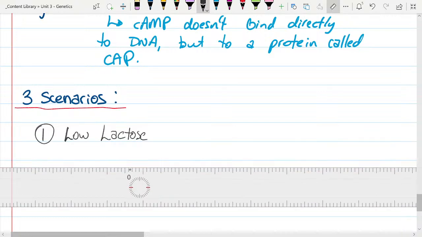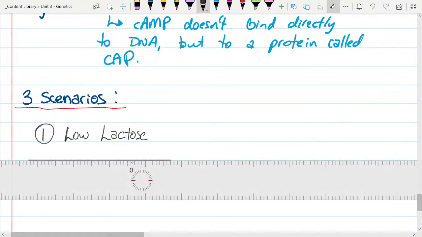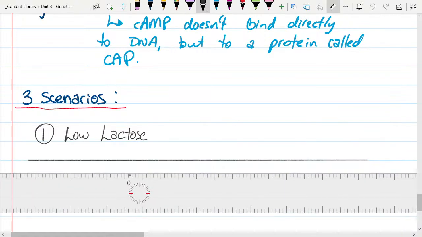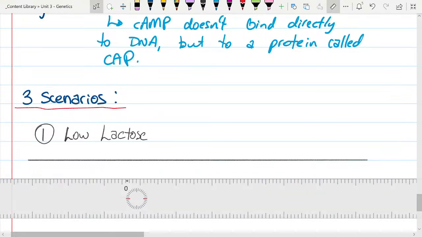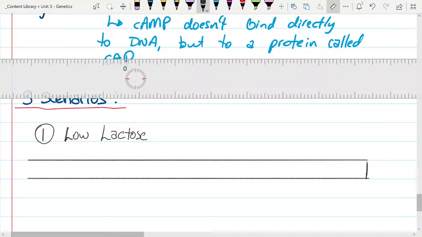And if lactose levels are low, I'm going to draw a slightly simplified version of our DNA here, where I'm just going to call one section genes. We know there's how many genes actually? There's LAC-Z, LAC-Y, and LAC-A, but I'm just going to call those the genes here. And we can put in brackets LAC-Z, LAC-Y, and LAC-A.